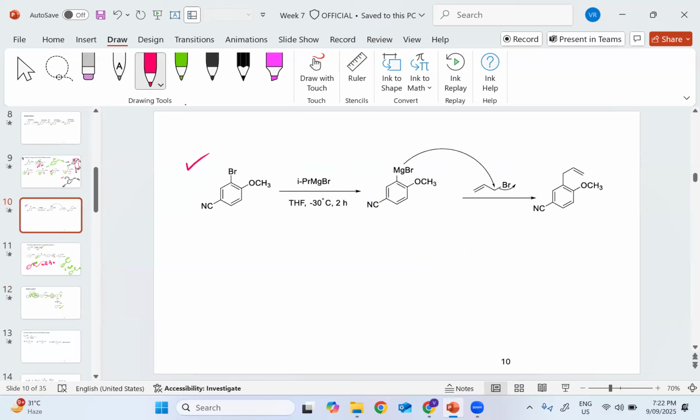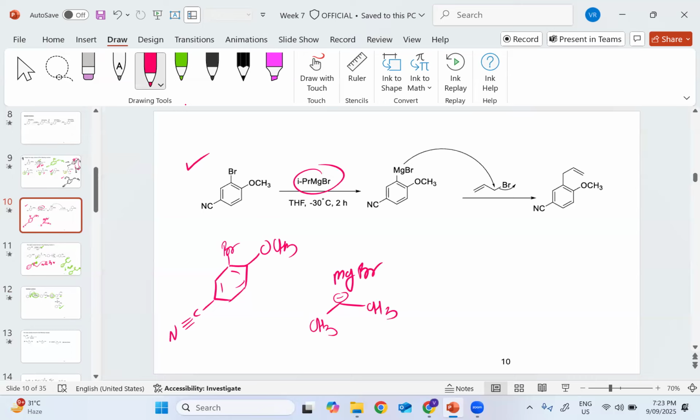But in the earlier question, I have shown why this isopropyl magnesium bromide hasn't attacked on the C triple bond N. Here also you can see there is a C triple bond N present. But if you look at the reactivity, this isopropyl magnesium bromide is negatively charged and this is the MgBr. So this is the nucleophile, and the isopropyl group is the bulkier group. The first thing is the bulkiness of the isopropyl. And the second one is the reactivity of this aryl bromide. This aryl bromide part is more reactive towards the Grignard than this C triple bond N.